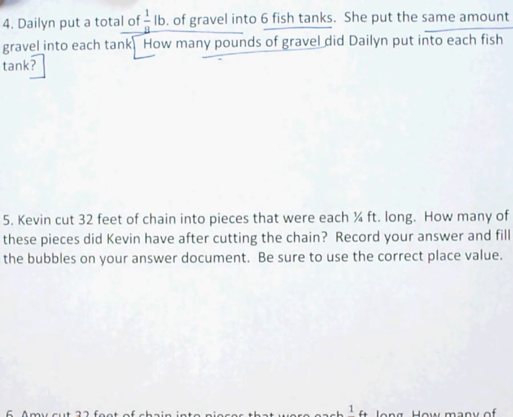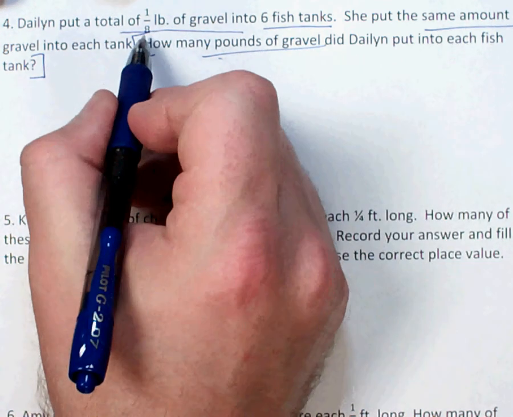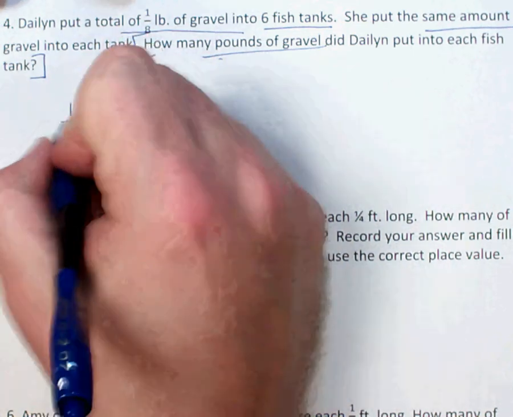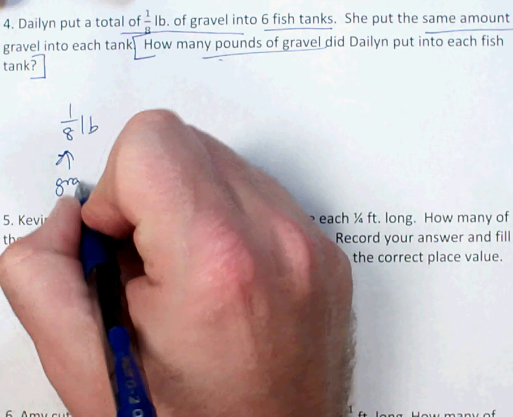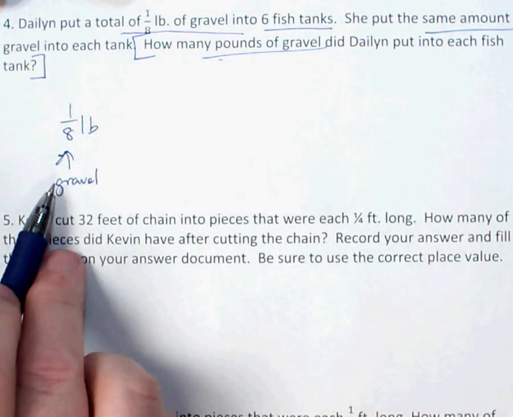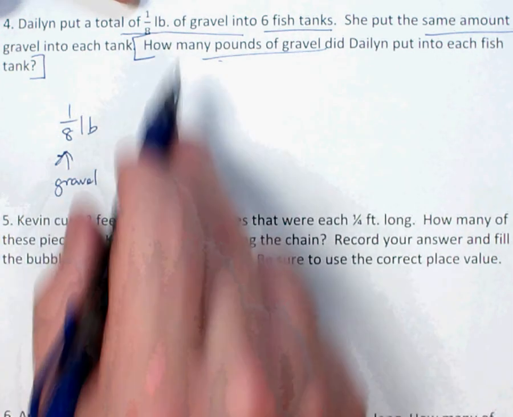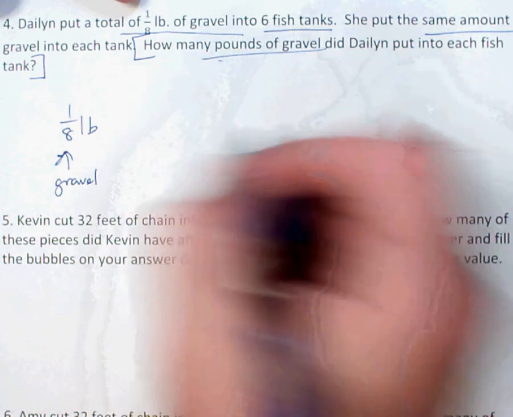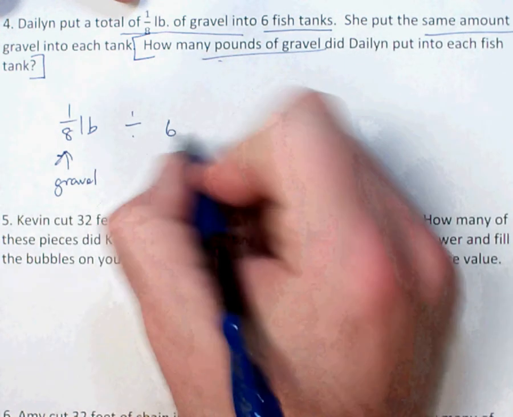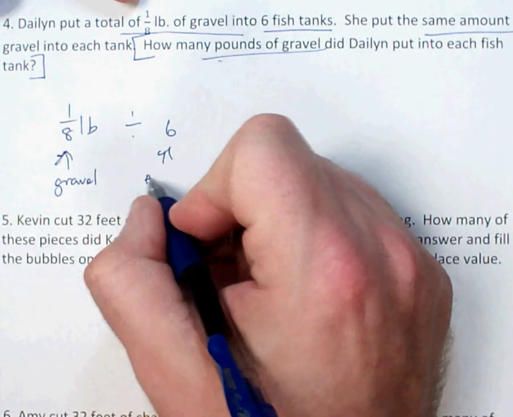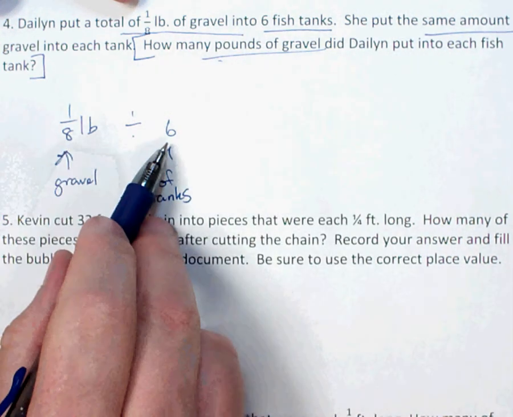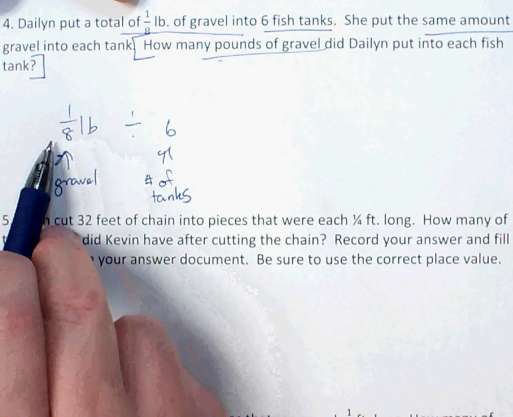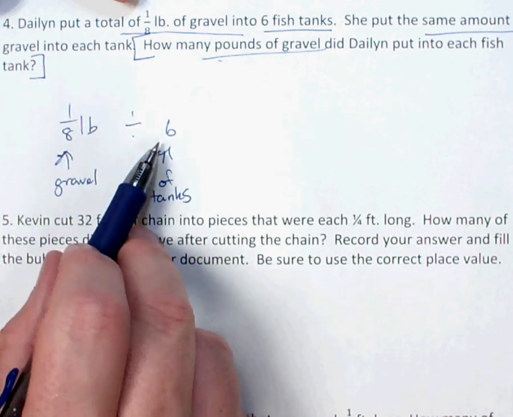So in this one, similar to the last couple, what I'm starting with is 1/8 pound of gravel. That's what I'm starting with. I've got 1/8 pound of gravel, and I need to divide it up into 6 different fish tanks. So I've got to divide this evenly into 6 tanks. So I've got 1/8 pounds of gravel that I'm going to divide and put into 6 tanks.